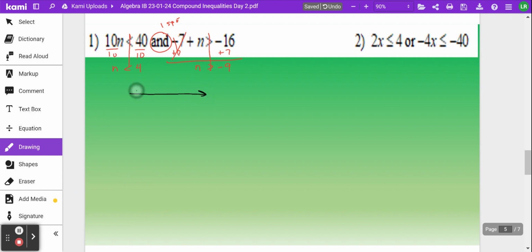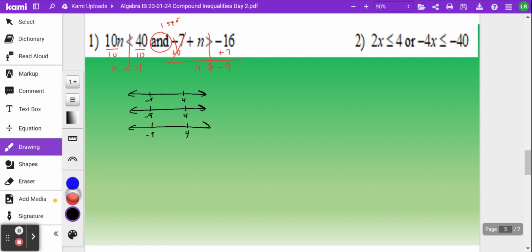Draw my 3 graphs. Make sure we're paying attention to which one is smaller, and the smaller value here is negative 9. So negative 9 should be on the left, 4 should be on the right. Okay, so for this first one, open dot on 4 going left, open dot on negative 9 going right. Okay, I shade where they're both at, and that is the middle. Make sure I still have my open dots.